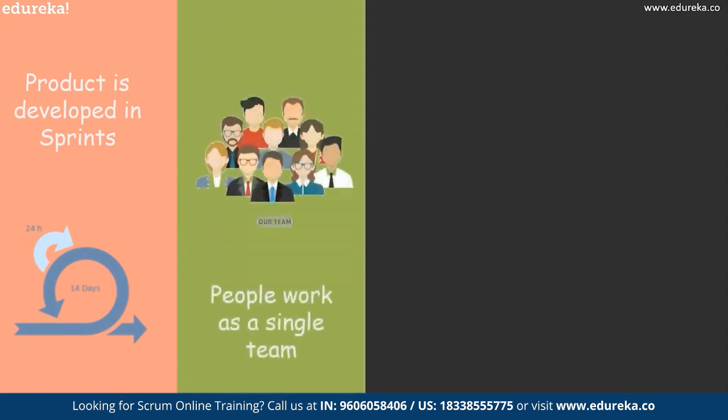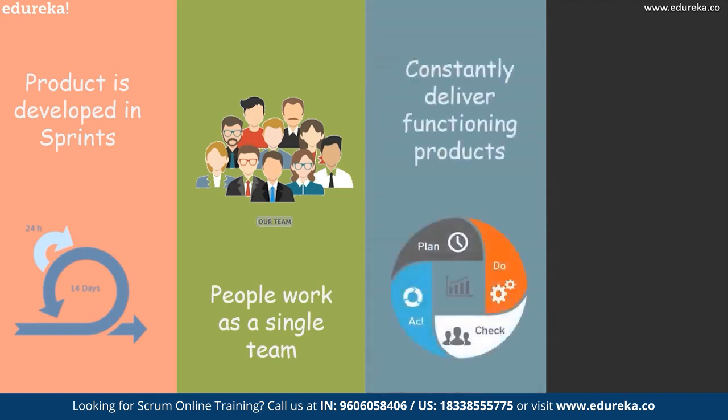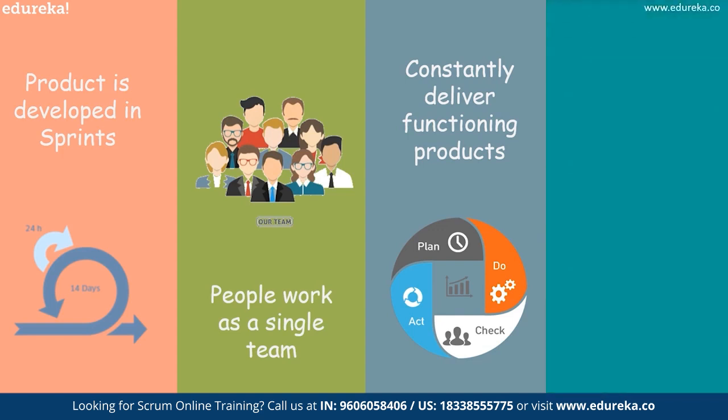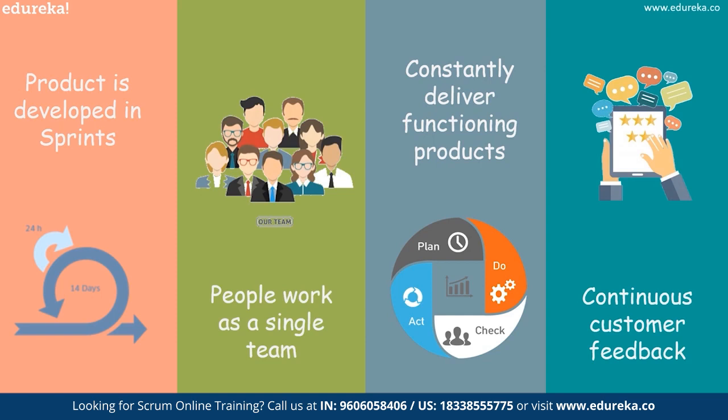You don't work on separate groups, but you work as one dedicated and committed team. Instead of working on a project with distant deadline, you constantly deliver functioning products throughout the cycle. You don't use final evaluation. Instead, you receive continuous feedback from your customers and improvise your product. That's what I meant when I said reviewing and adapting along the way. So you get continuous feedback from your users and improvise your product based on that. So that's what Scrum is all about.